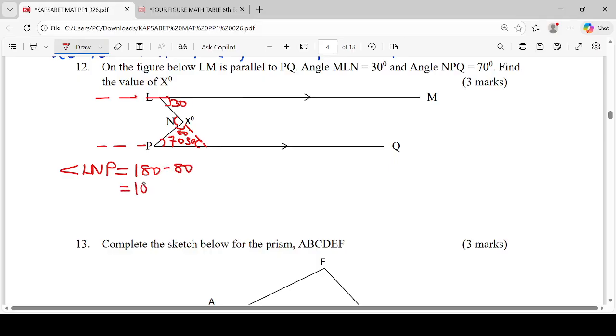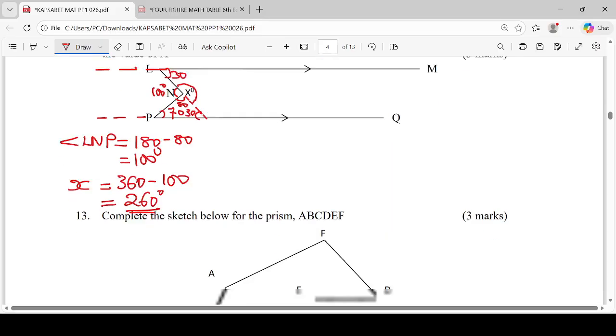So this is equivalent to 100 degrees. That angle here is 100 degrees. And when you look at angle N and angle X, they are angles at a point, meaning they should add up to 360 degrees. So the value of angle X is now 360 minus 100, which is equivalent to 260 degrees. Alternatively, if I use this as 80, and I know this is a straight line, this is 180. So 180 plus 80 still could have given me 260 degrees.